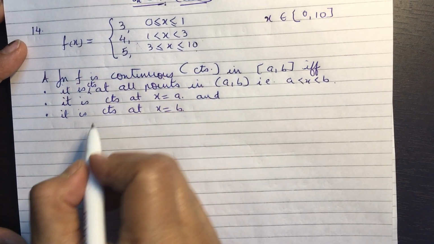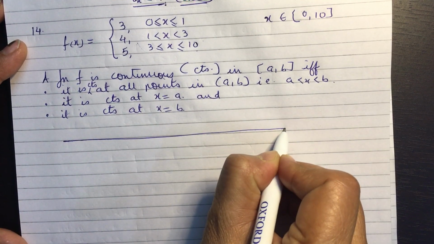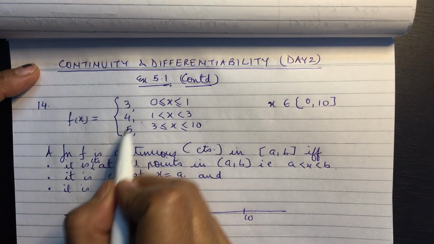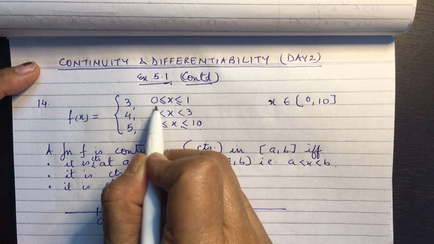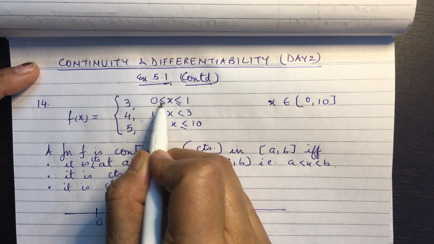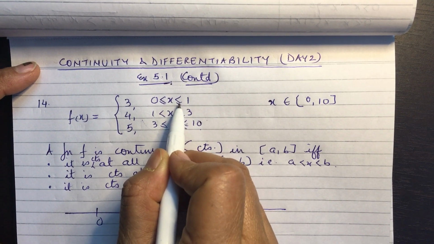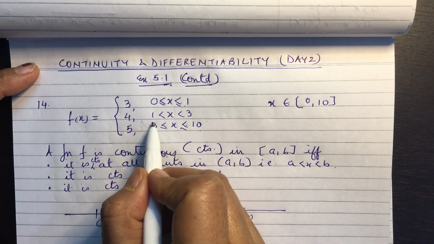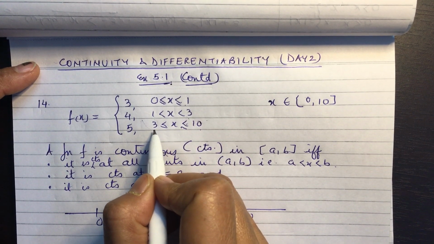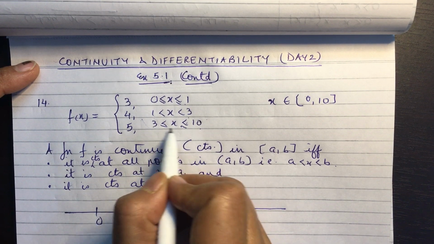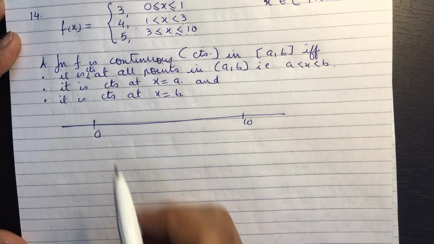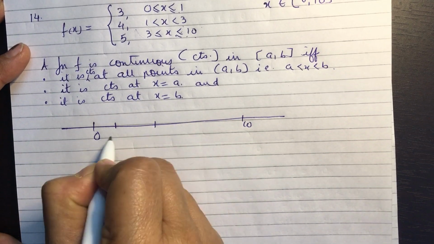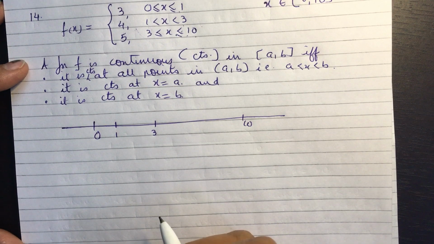Now let's see how this function is defined in this interval 0 to 10. We can clearly see from the definition that it's not only defined in a closed interval, but within this also it is defined in a different manner between 0 and 1, in a different manner between 1 and 3, and a yet different manner between 3 and 10. So this interval 0 to 10 is further divided at two more points. One is 1 and the other one is 3.